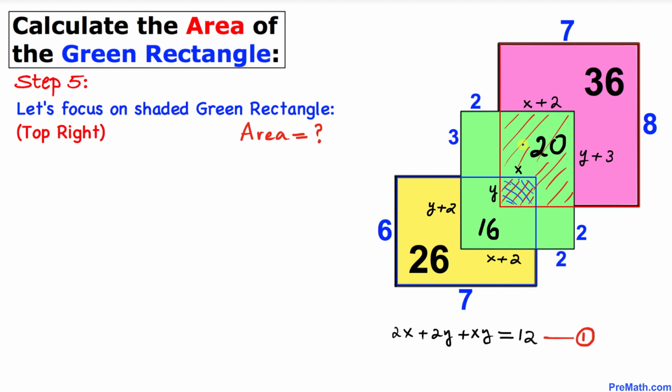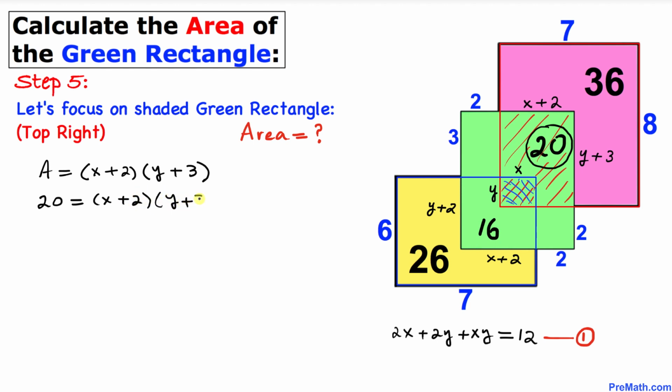And now we want to find the area of this shaded green rectangle, and we know its side lengths are x plus 2 and y plus 3. So the area of this green shaded rectangle is going to be length times width, so that is going to be x plus 2 times y plus 3. And we know the area of this shaded rectangle is 20, so I can replace this area: 20 equals x plus 2 times y plus 3.